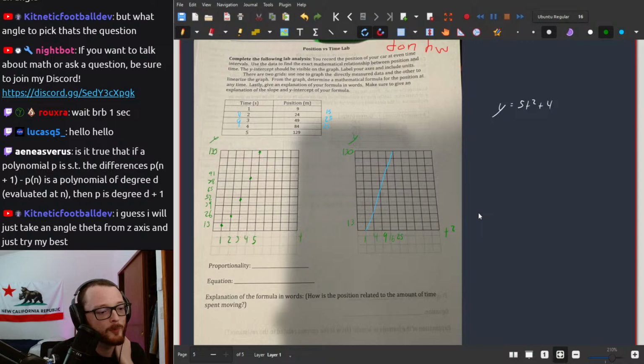Is it true if a polynomial p is such that the difference p of n plus 1 minus p of n is a polynomial of degree d?